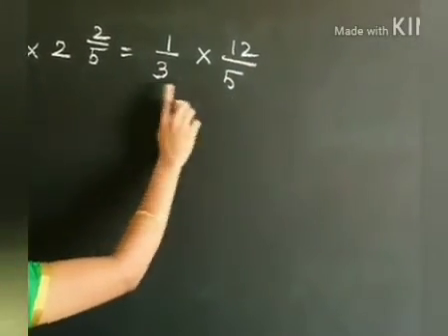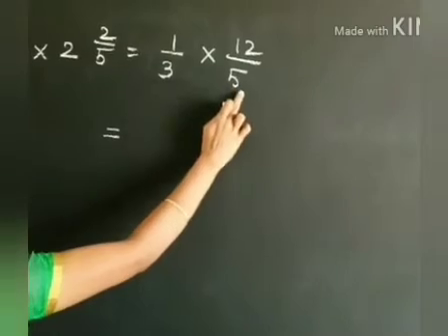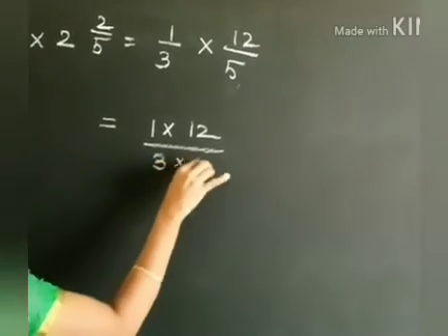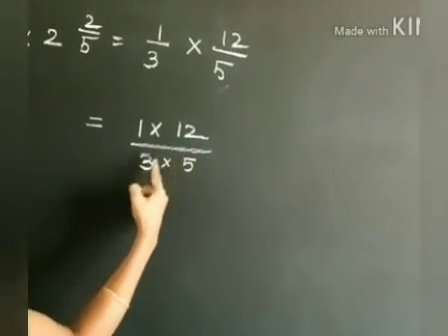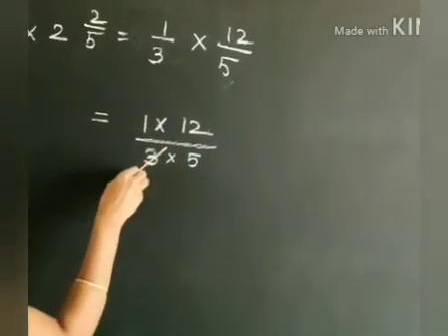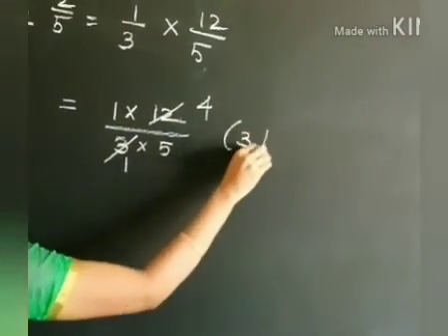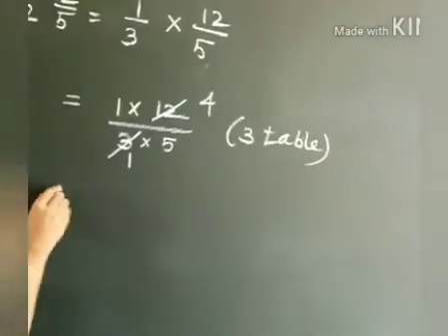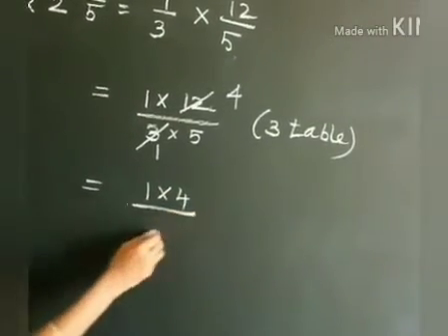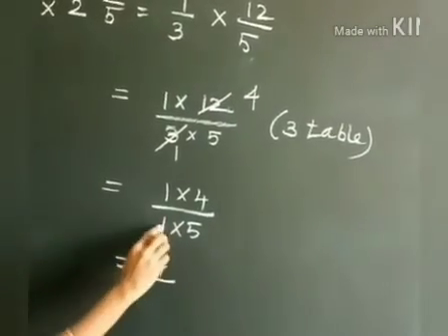This is the third type, product of two fractions, which is equal to the product of the numerators divided by the product of the denominators, that is 1 into 12 divided by 3 into 5. It is possible to cancel in the 3 table for 12, since 12 is also a multiple of 3. So we cancel: 1 3s are 3, 4 3s are 12. The product of the numerators is 1 into 4, divided by the product of the denominators, 1 into 5, which is 1 4s are 4 divided by 1 5s are 5.